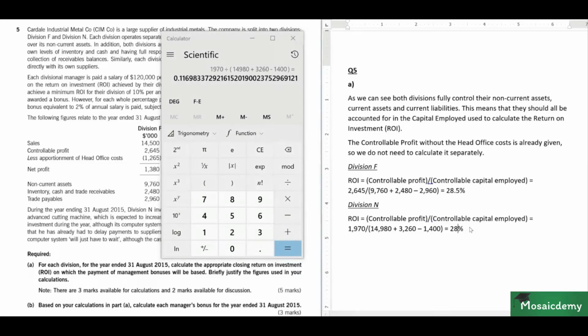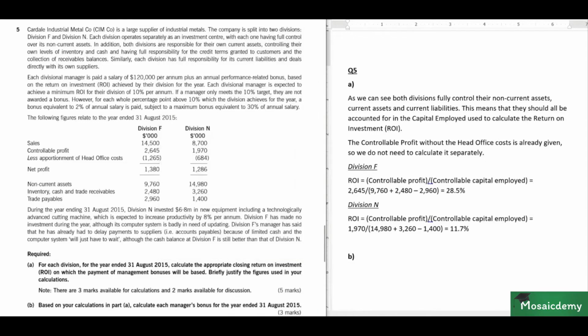So 11.7%. Now they haven't mentioned any decimal places that we need to round to, so we'll keep it like this. But if they said 2 decimal places, then you should have put in 11.70% and so on, right? Okay, and you need to be careful about that because they could deduct marks otherwise. So that's the first part, 3 marks for calculations, 2 marks for explanations, and we've done both. So 5 marks down, 10 marks to go. What's the next part?